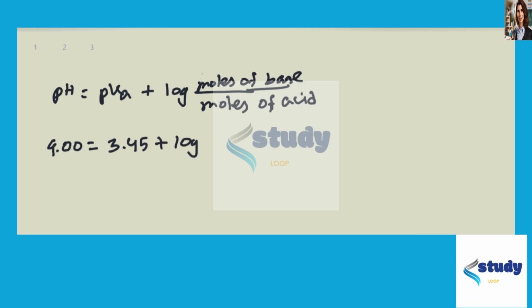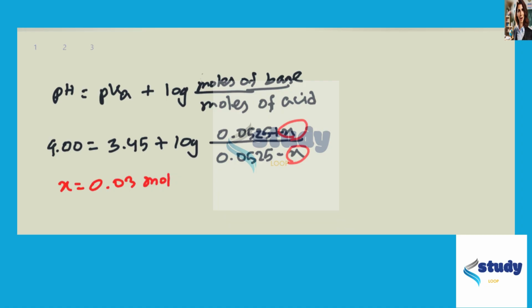And now we just put the moles of base, which is 0.0525 plus x, and moles of acid, which is 0.0525 minus x. And if we just solve this equation for the x here, we will find a value of x as 0.03. So that is the number of moles of sodium hydroxide we are adding here.